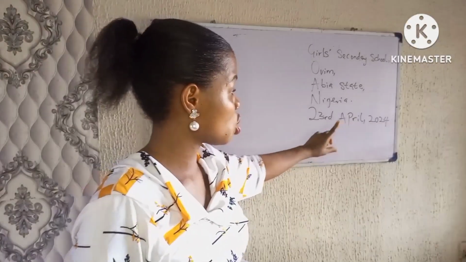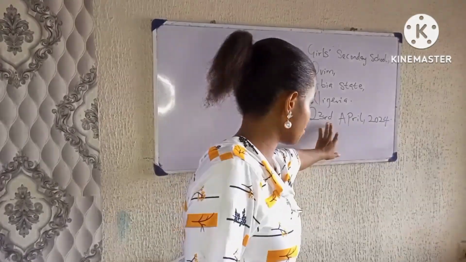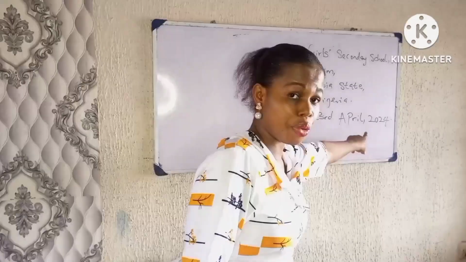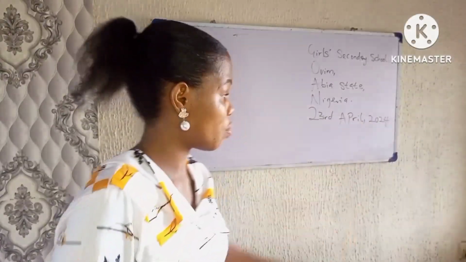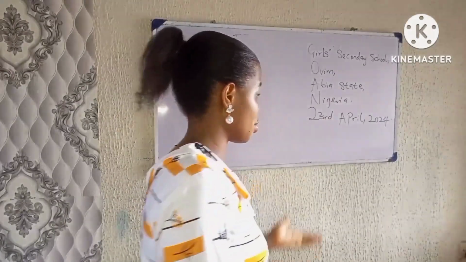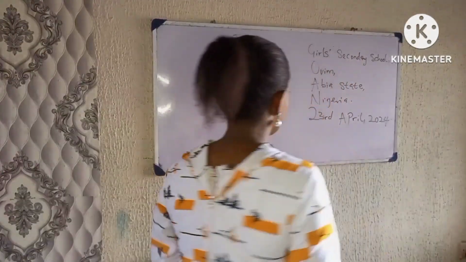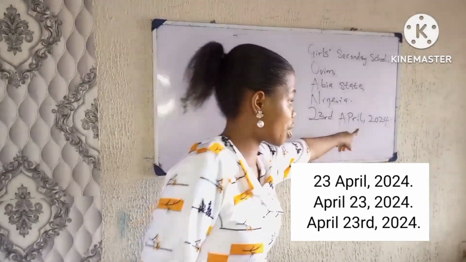23rd April 2024, okay? Notice where I put the comma after April. After April, you have a comma, then 2024. Now, the other ways you can write your date: you can write 23 April 2024, and the comma will still be here, okay?